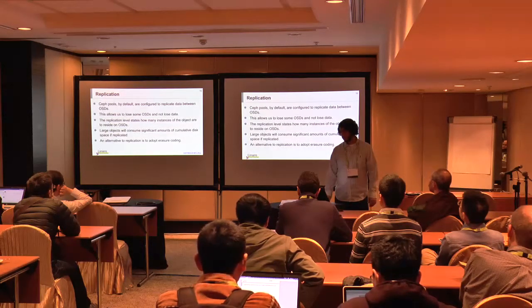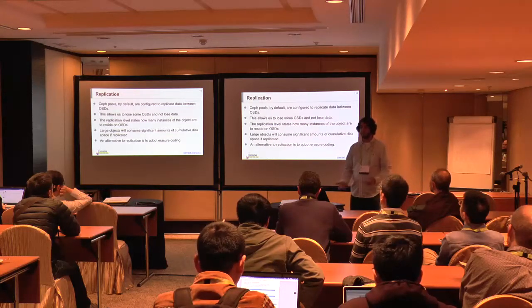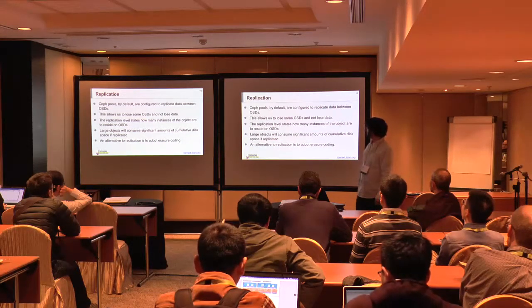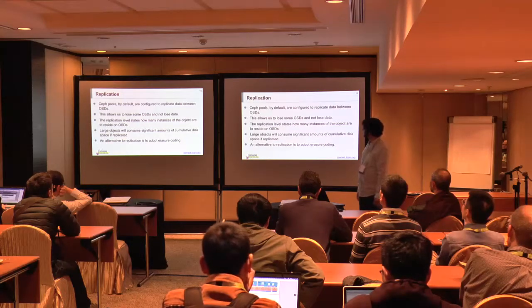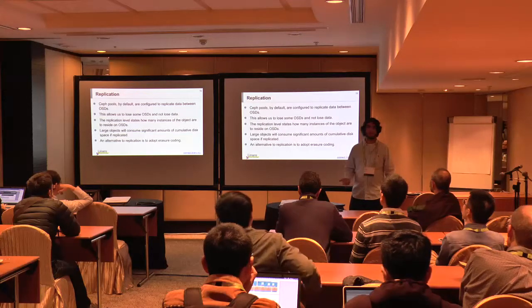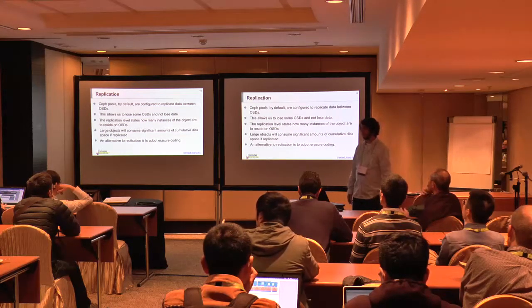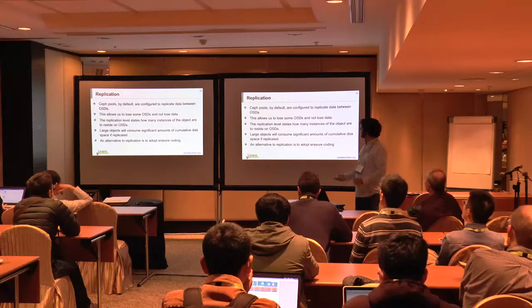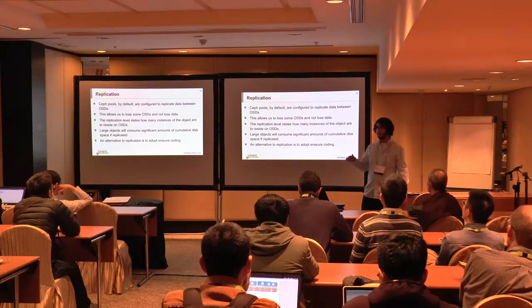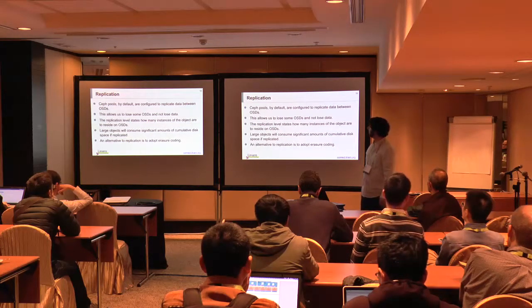So replication. By default, the Ceph pools are configured to replicate the data between OSDs. Of course, the idea is fault tolerance. You don't want to lose your data. When you create your cluster, you're going to specify your replication level. By default, it's usually 3. They recommend you have 3 copies of data. Now, of course, this is going to use up a lot of disk space for large objects. You can kind of think of this as like a RAID 1. As many times as you replicate, you're going to have that much division of usable space.